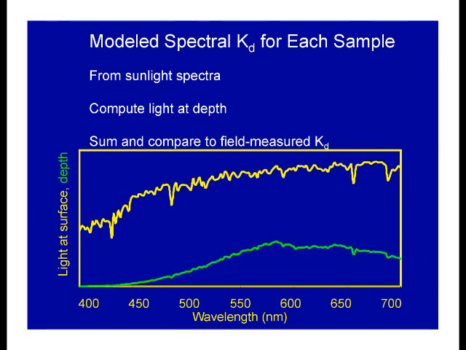In the model, we shine a standard sunlight spectra onto the water column that we have. We know what our color, chlorophyll, and turbidity are, and we compute how much light reaches the bottom as a function of wavelength. Then we add up all of the light at depth. We're able to calculate a KD that is completely analogous to what would be measured in the field.